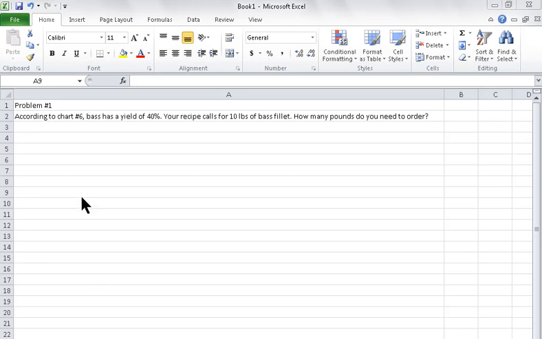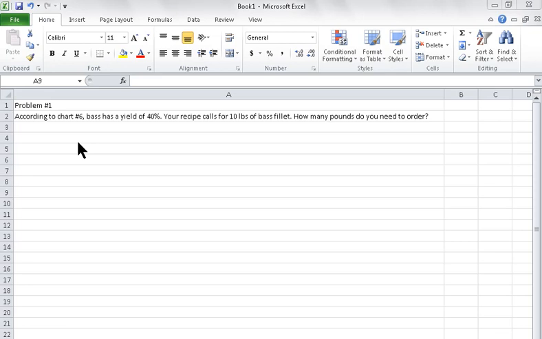All right, this is a yield problem. We have a recipe that calls for 10 pounds of bass fillet. Is that correct? Yes. Okay, our bass yield, according to chart number 6 in your handout, is 40%. And so we need to determine how much AP fish we need to order in order to end up with an EP of 10 pounds.